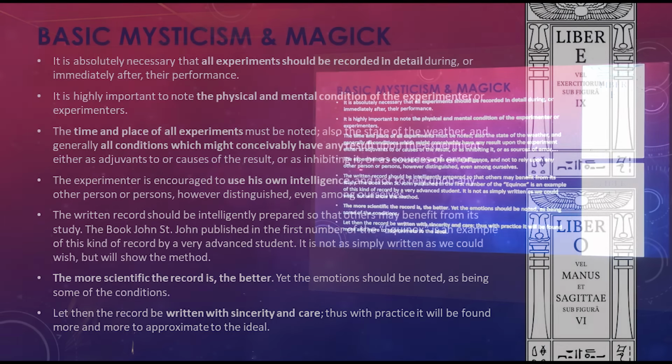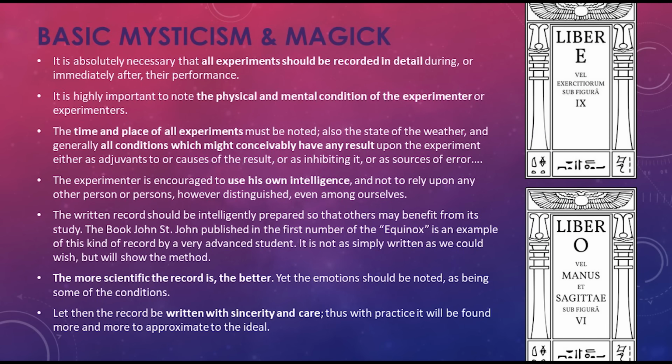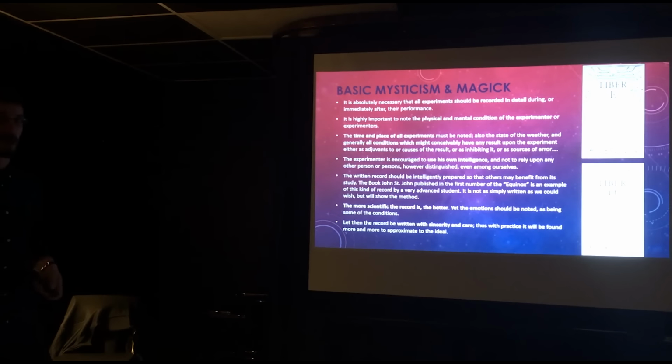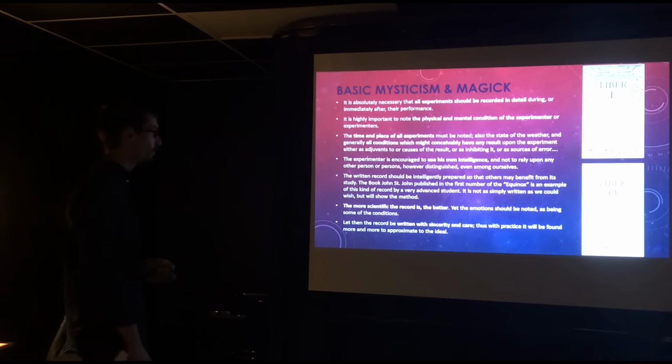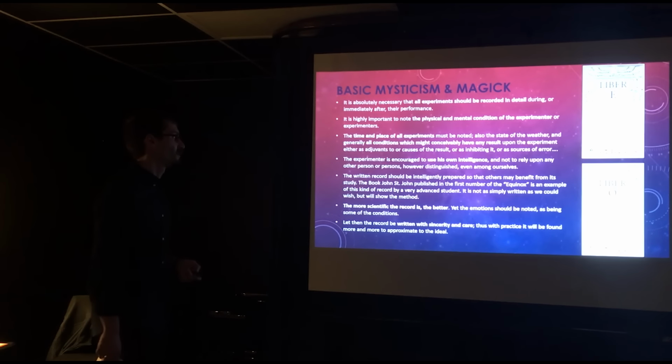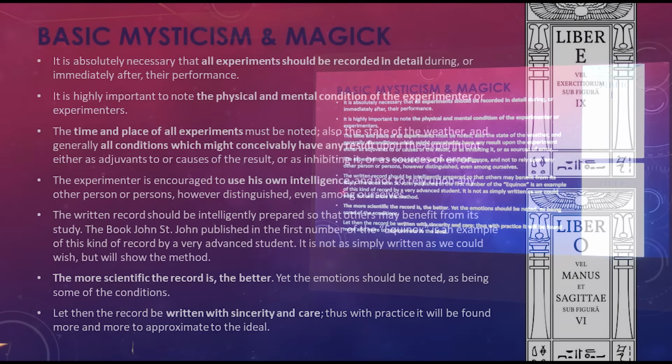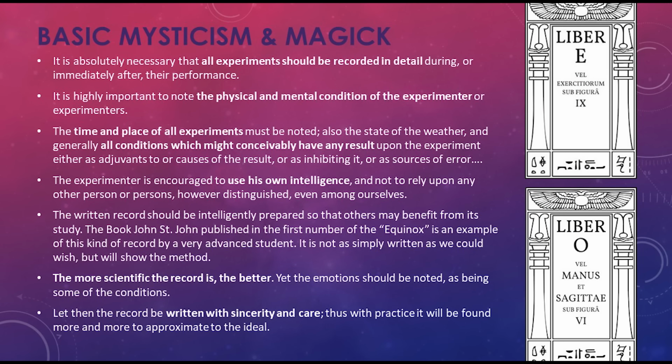You're encouraged as an experimenter to use your own intelligence. Do not rely upon any other person or persons, however distinguished, even among ourselves. So Crowley is somewhat unique as a teacher in saying, don't even trust me, right? Do these things and figure it out for yourself. The written record should be intelligently prepared so others may benefit from its study.